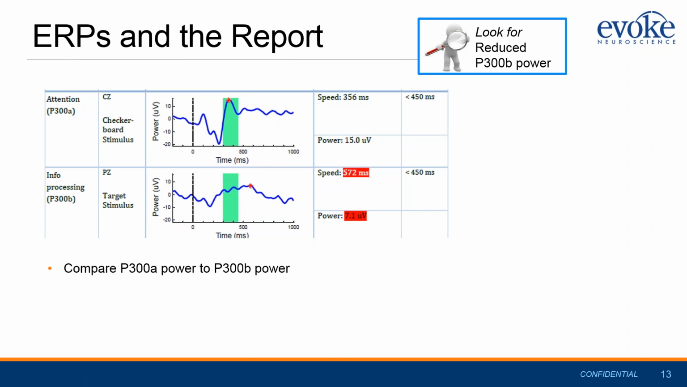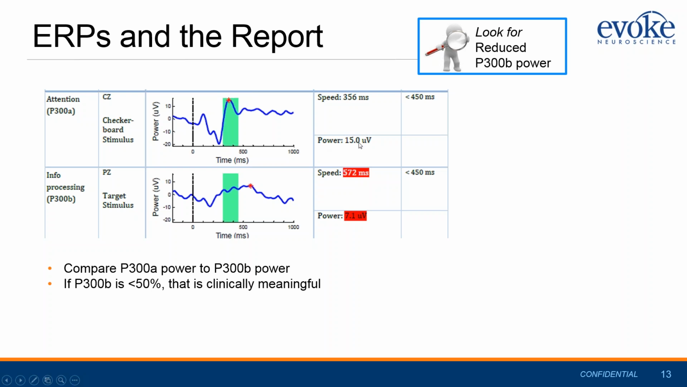But really what you should be doing is comparing P300A power to P300B power. So you're looking at the difference between our A and our B. So here we have 15, right? So ideally P300B is also about 15. That's a healthy power. We'd like to see it approximately the same in each of these components. If you ever see that P300B is less than 50%, that's clinically meaningful. And I'll talk about this again when we go through some case studies.